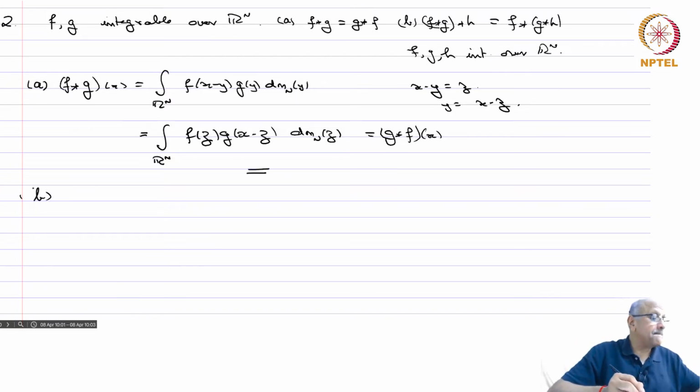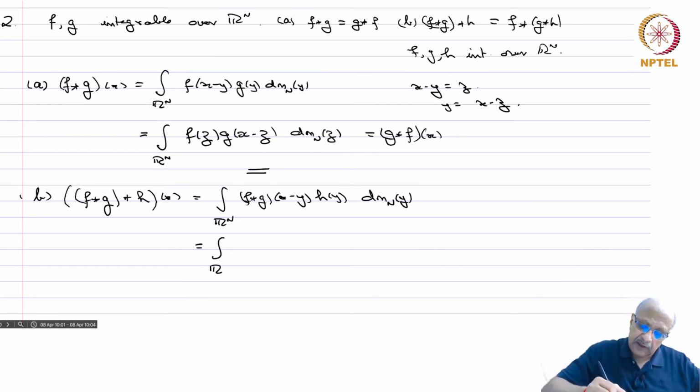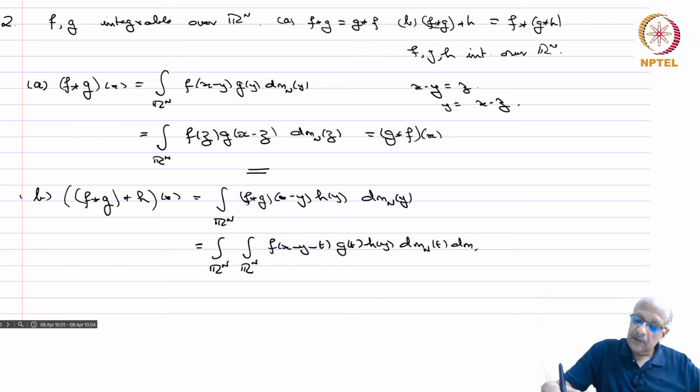Okay, (b). So f star g star h at x is equal to the integral on R^n of (f star g) at x minus y times h(y) dm_n(y), which is equal to the integral over R^n of f(x minus y minus t) g(t) h(y) dm_n(t) dm_n(y).